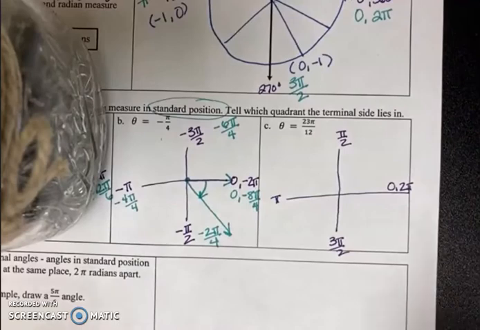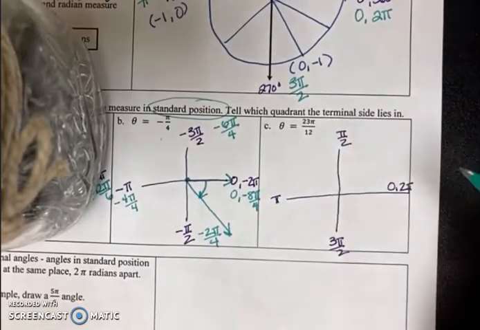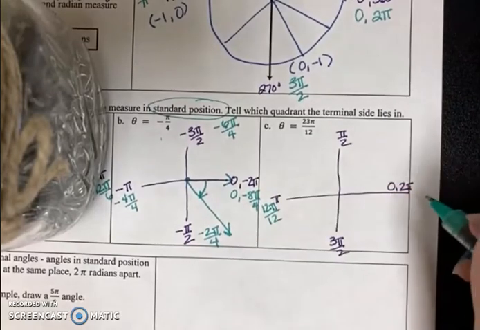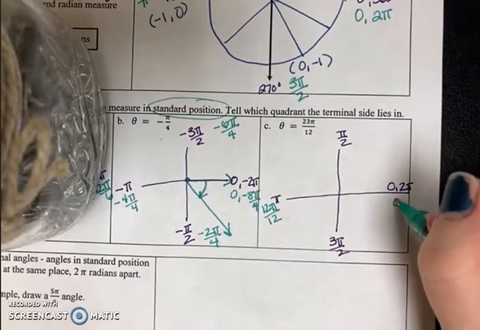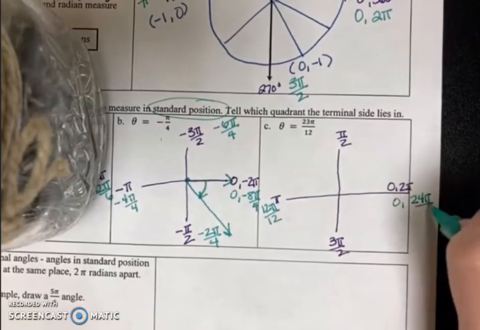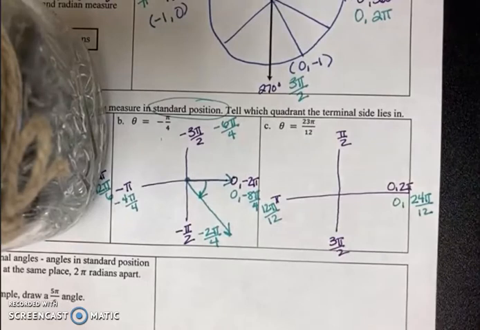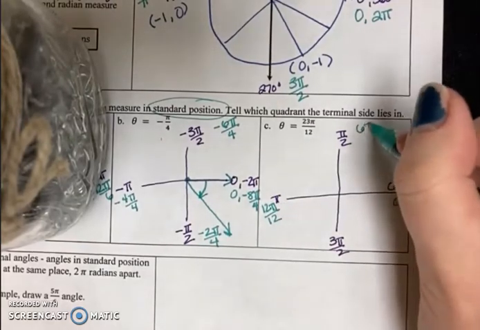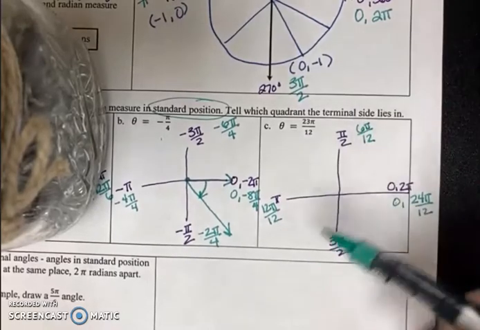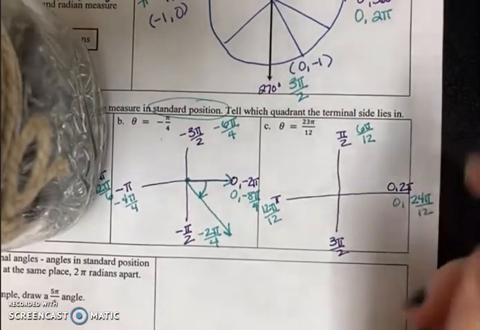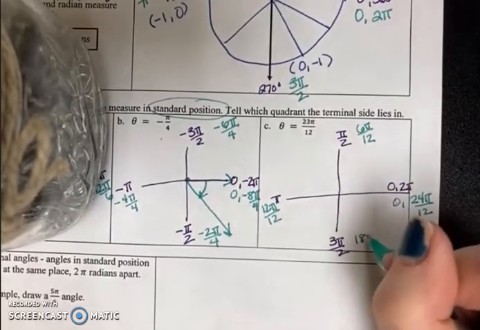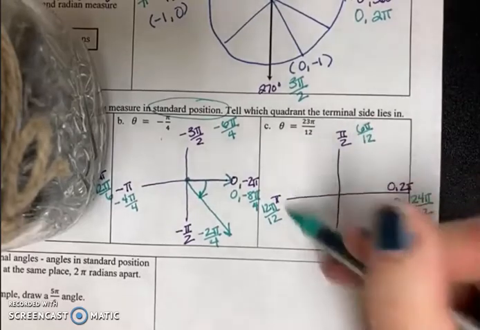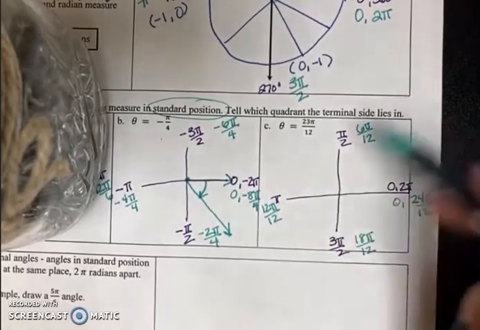And then we're going to rewrite it so that it has the same denominator. So I usually like to do pi as 12 pi over 12 and 2 pi as 24 pi over 12, because 24 over 12 is 2. Halfway marks, so 0 to 12, halfway would be 6. And 12 to 24 would be 18. So these in green, that's my new degree measures.